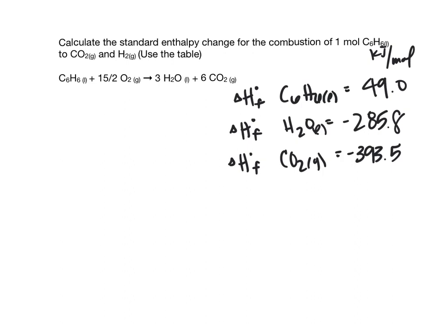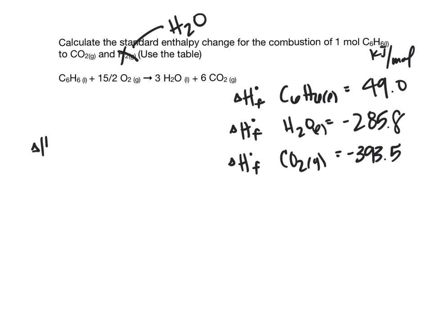In this case, the example says, calculate the standard enthalpy change for the combustion of 1 mole of C6H6 liquid, which is benzene, to CO2 and H2O. And we're going to use the table. I've made an excerpt of the table over here on the right side of the screen, just so that we didn't have to flip back and forth. So in this case, the delta H of reaction is going to be calculated.